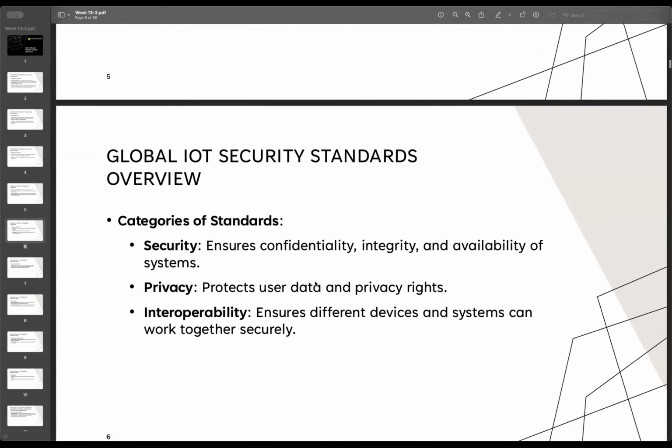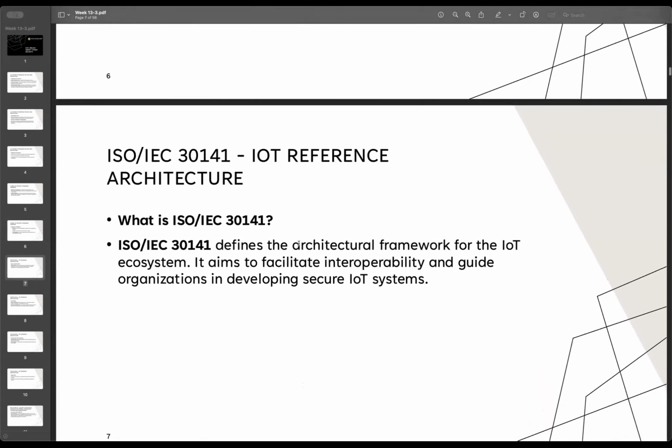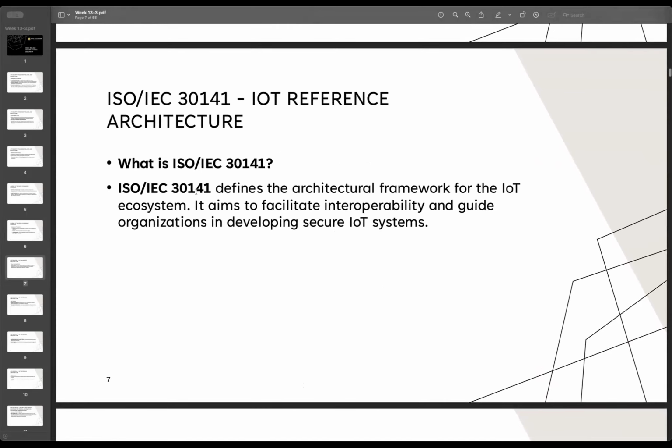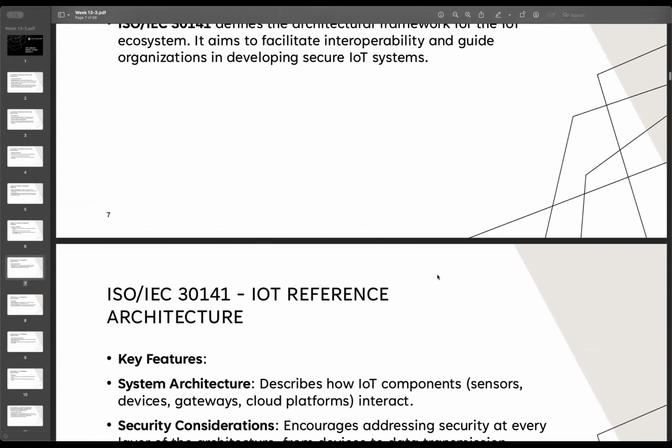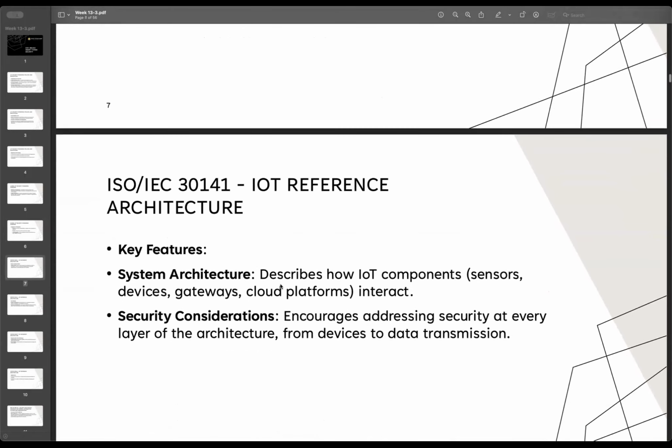So for standards, I try to categorize them, including security, privacy, and interoperability. I'm giving you a long list, including different types, like ISO/IEC 30141. It gives you a reference architecture right here. You don't have to memorize it, but I'm telling you about them one by one: what the standard is, what its key features are, and how it describes how components interact, which is what 30141 is doing.